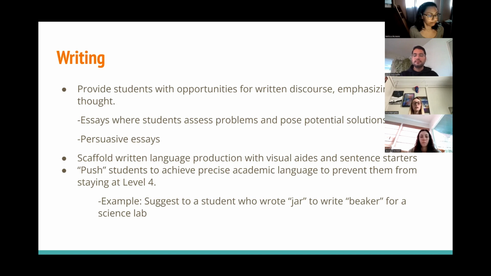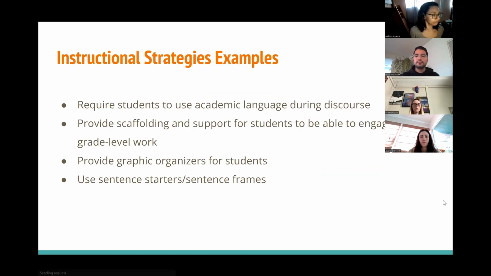Or it could be in an academic sense based on the subject. If you're in a science lab and a student writes jar, instead explain to them that though this could be interpreted as a jar based on their funds of knowledge, we want them to be used to interpreting this as a beaker and have them write beaker. And that concludes the modalities, and we could do the next slide and pass it over to Melissa.